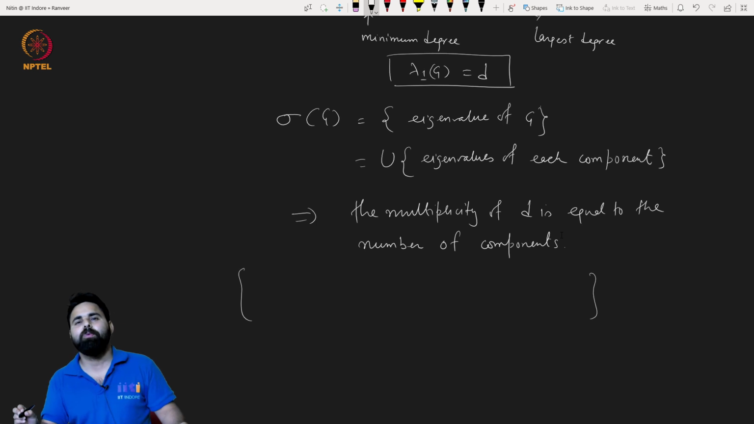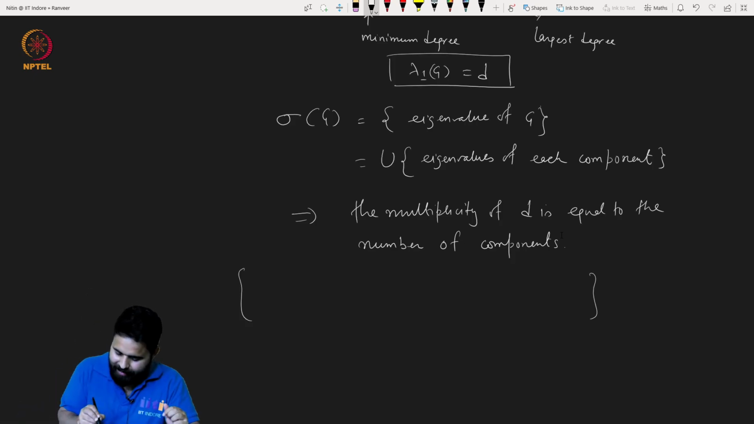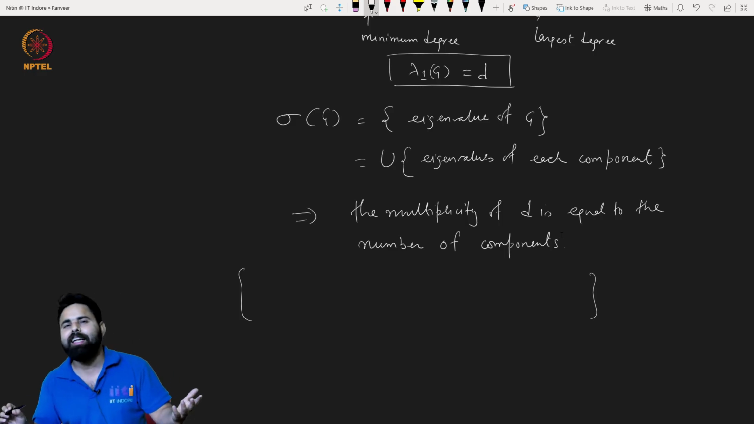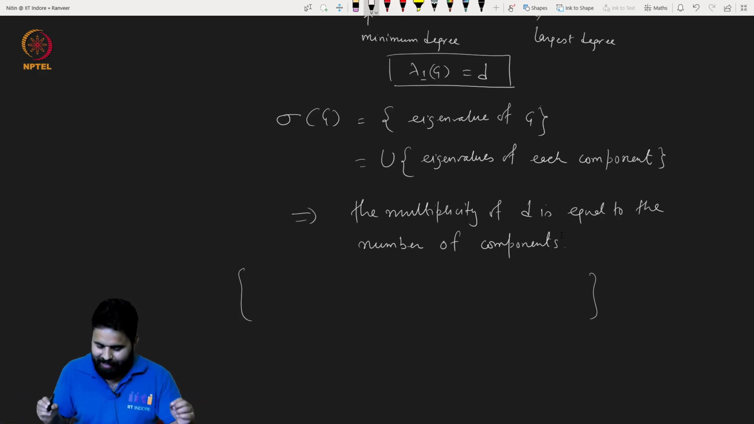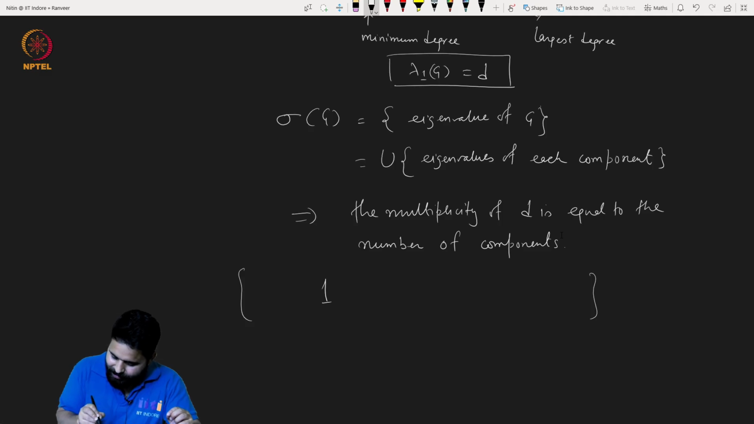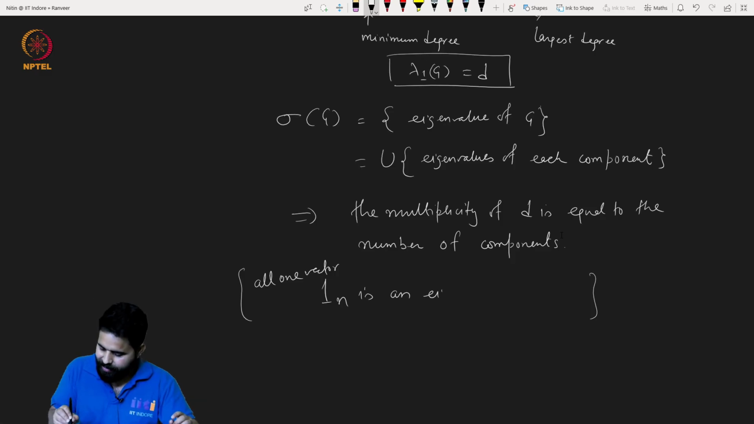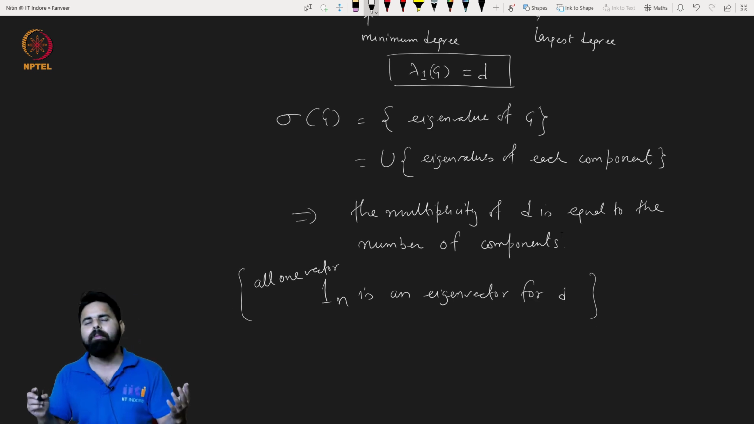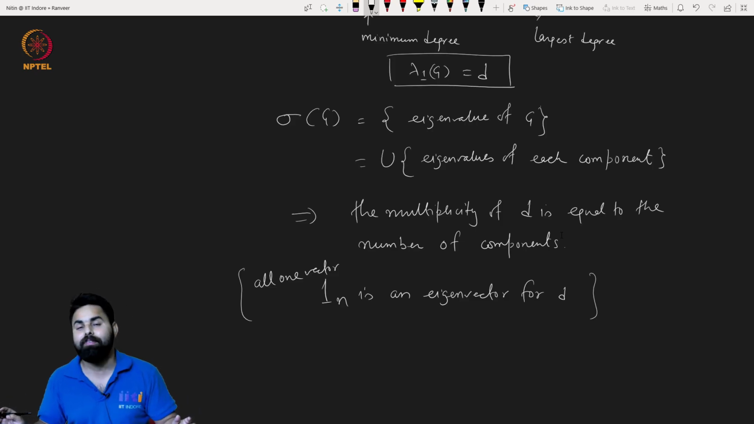What will be an eigenvector corresponding to D? Okay, suppose G is connected, so how will it look? Even if G is not connected, we can always say that the all-one vector is an eigenvector for D. And by the way, this is an if and only if condition.